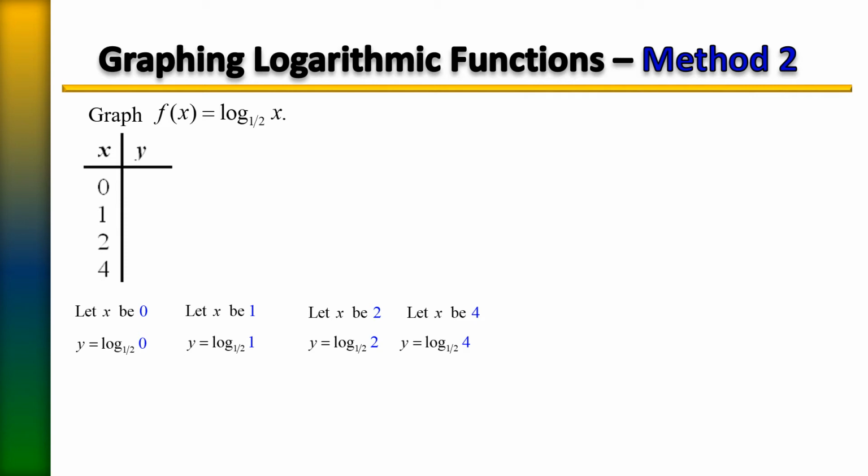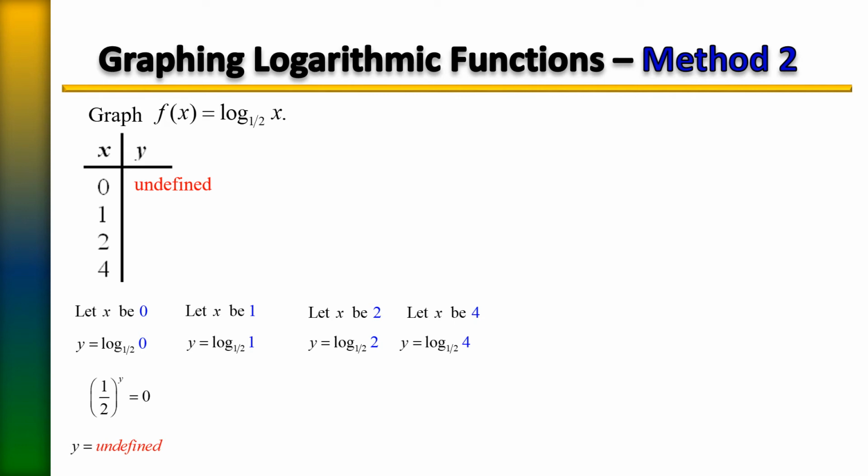So let's start first by plugging in 0 in x's place. When I rewrite it in exponential form, I'm going to have 1/2 raised to the x power equals 0. So I have to think, okay, what do I have to raise 1/2 to in order to get 0? Well, there is no number that I can raise 1/2 to and get an output of 0. So that would be undefined. That point is not on the graph. Let's move on to the next point.